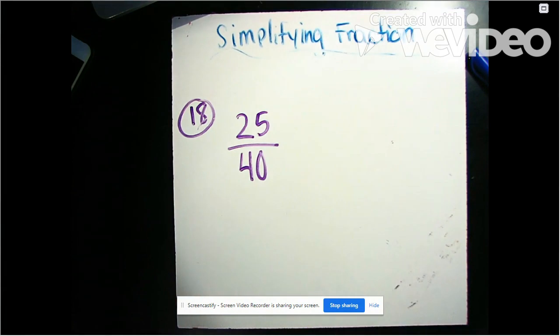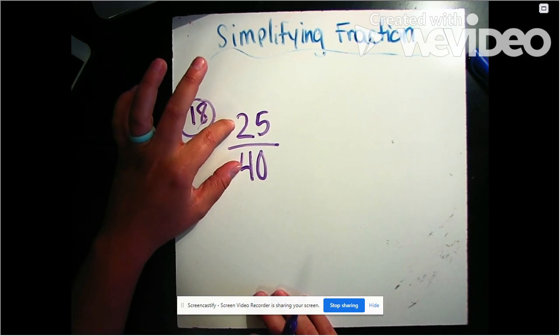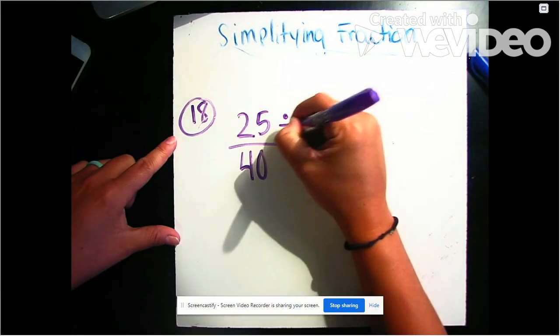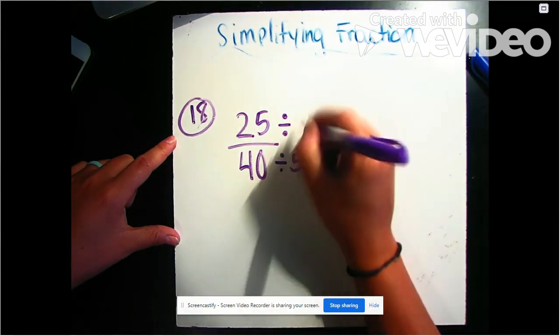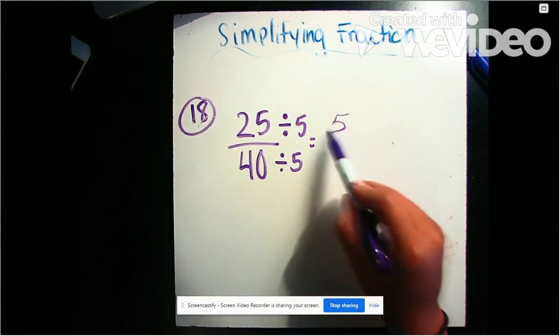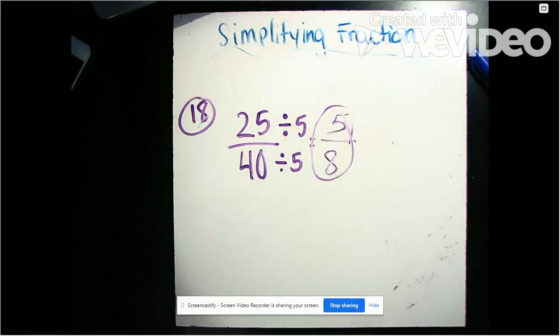So for example, because I know my facts really well, I know that both of these numbers are divisible by 5. I know that these are both multiples of 5. So when I divide, 25 divided by 5 is 5. 40 divided by 5 is 8. And I know that 5 and 8 do not have anything else in common that they can be divided by. So 5/8 is the answer.